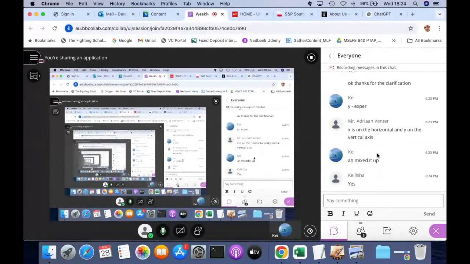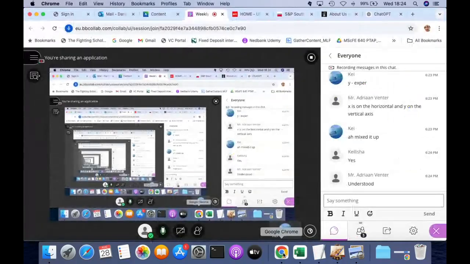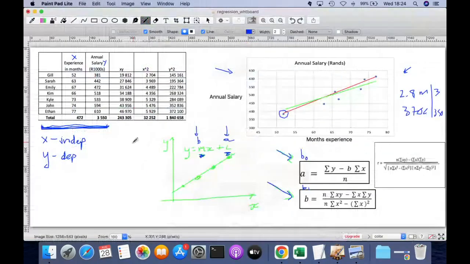X is on the horizontal. Yes, but Adrian, remember, you're right, the X is on the horizontal axis, but you may not be given the graph. So let's say you were only given this. If you didn't construct the graph, or if it wasn't presented to you, you need to figure it out looking at the data. Make sense, everyone? Cool, fantastic. Well done, everyone.